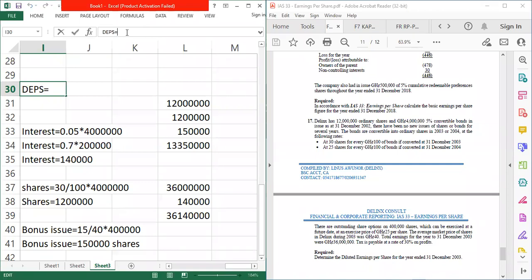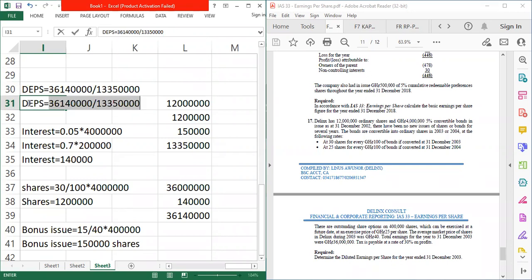So our earnings per share now is 36,140 divided by 13,350,000. That is the earnings per share. Very simple. The diluted earnings per share. This one is very simple.